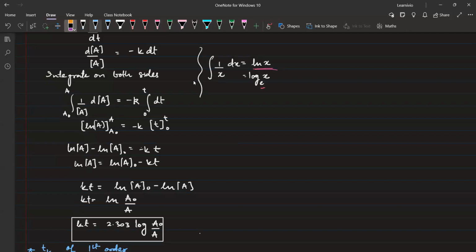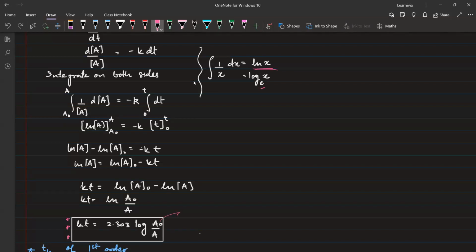know how to deal with natural log, we know how to deal with the common log, that is log 10. So we will rearrange this once again and I will get kt is equal to ln A naught minus ln A. Kt will be equal to ln A naught upon A. And to change ln, that is natural log, to the common log, log 10, I will have to multiply by 2.303. So kt is equal to 2.303 into log A naught upon A. This is the expression that we are going to use for numerical purposes.